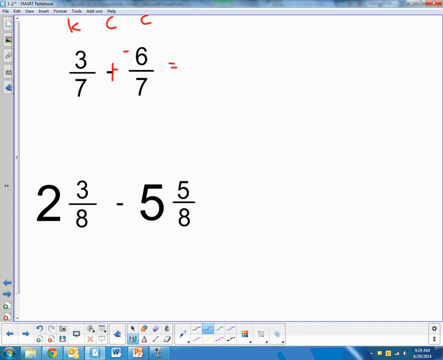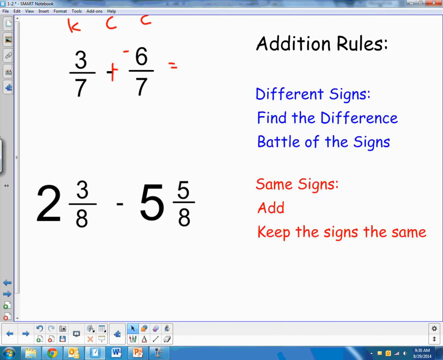Now that I do that, I'm going to want to follow those addition rules. So I have an addition problem. Those addition rules, again, if they have different signs, we find the difference. Different difference, different difference. So if they have a different sign, we're going to subtract those two numbers. I have common denominators already, so I can keep that common denominator of 7. The difference of 6 and 3, well, 6 minus 3 is 3.